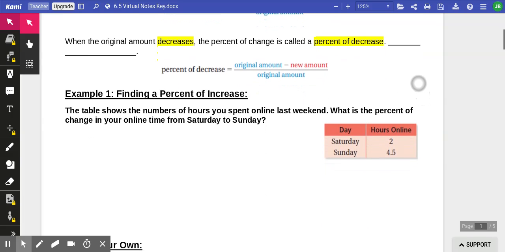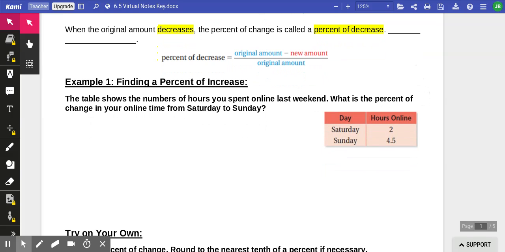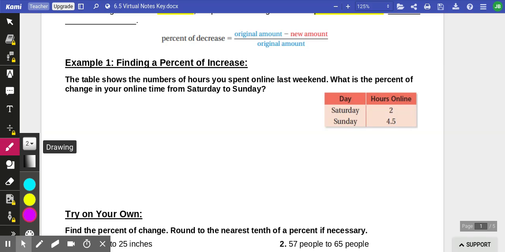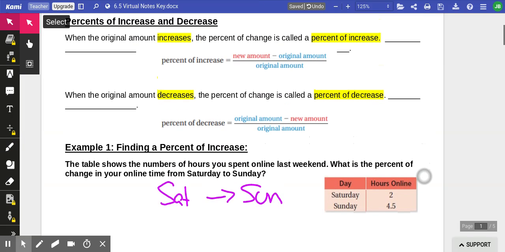In example one, we are finding a percent of increase. So the table shows the number of hours you spent online last weekend. What is the percent of change in your online time from Saturday to Sunday? So Saturday comes before Sunday if we're looking at our weekend. So from Saturday to Sunday. Saturday I had 2 hours. Sunday I had 4.5.